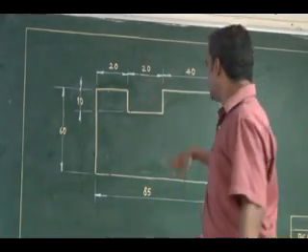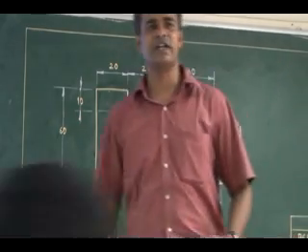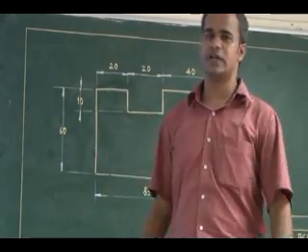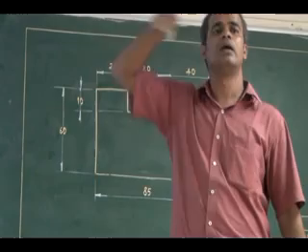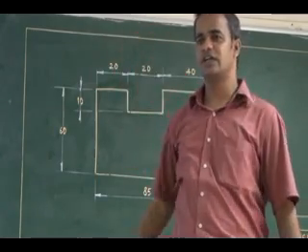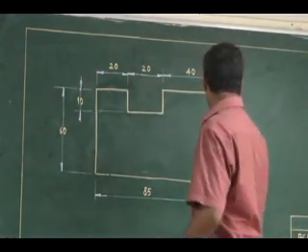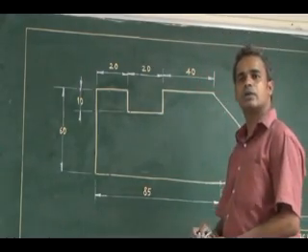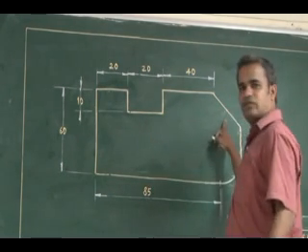Now this is the way you have to dimension a horizontal dimension and a vertical dimension. The dimension value for a horizontal dimension you have to place above the dimension line. For a vertical dimension you have to insert it, and similarly an inclined dimension you have to insert it. Now coming to the angular dimensions. The angular dimension here is 45 degrees.